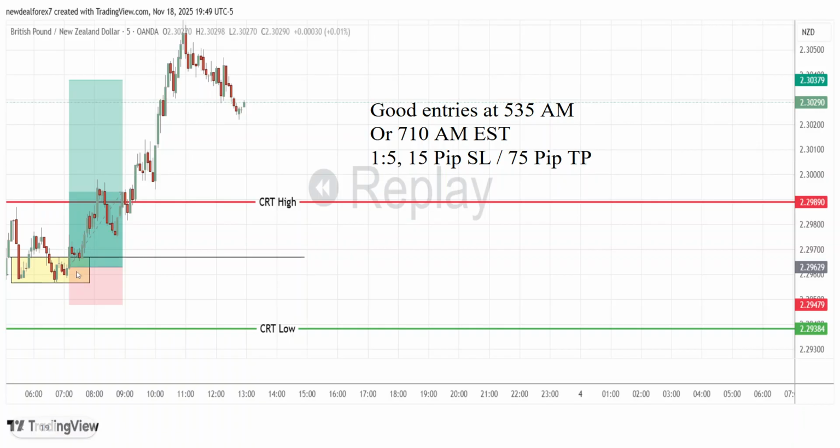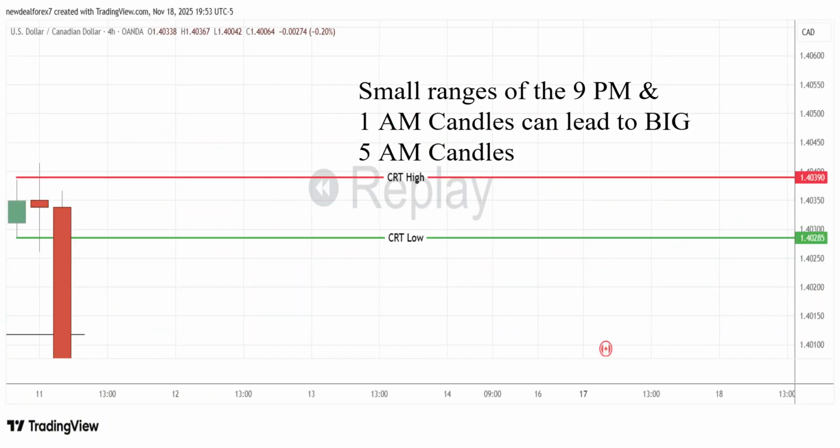Remember, when we're trading the candle range theory, you're looking for a straight rise or a straight drop. So this is an example of the small ranges. Remember I talked about where if you see two small ranges with 9 p.m. and 1 a.m., it can lead to a large 5 a.m. candle. Here is an example of that.